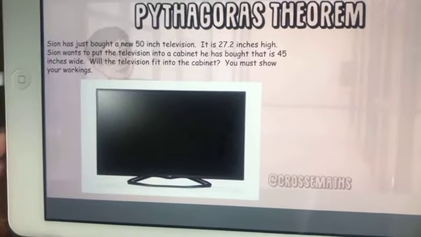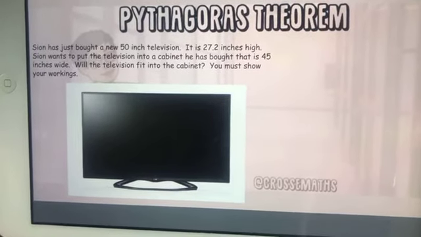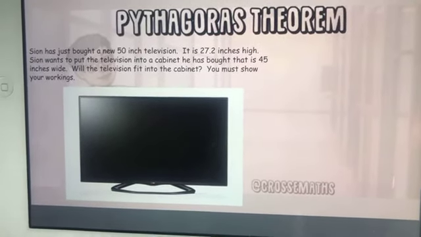Right, guys, so GCSE question. First one, we'll do 2 or 3 of these. Sean has bought a new 50-inch television. It's 27.2 inches high. Sean wants to put the television into a cabinet he has bought that is 45 inches wide. Will the television fit into his cabinet? You must show your workings.